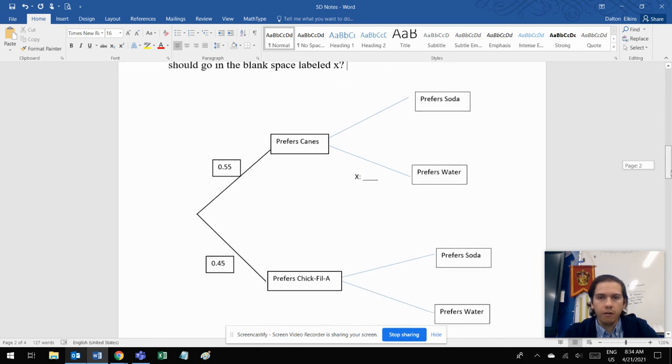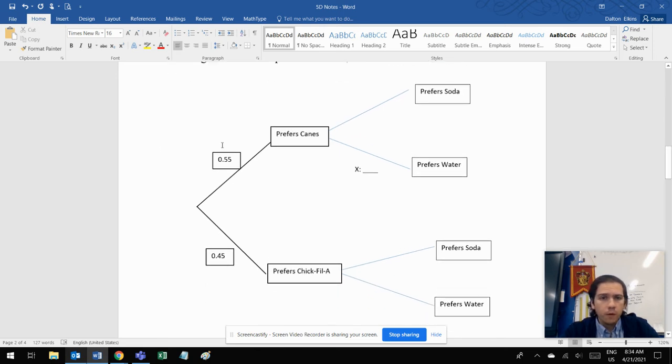So let's just look at our diagram real quick here. We have the options of either preferring Cane's or preferring Chick-fil-A. And then from those options, of course, you could prefer either soda or water, which is why you'll see both of these branches coming out of each of these two branches already made here. So with that in mind, we have 0.55 prefer Cane's, 0.45 prefer Chick-fil-A.